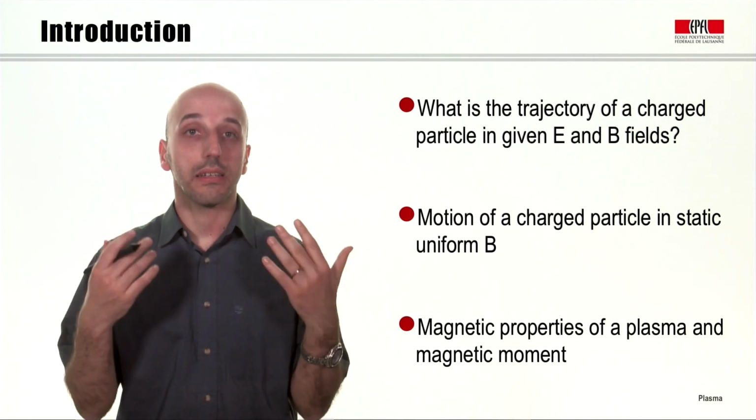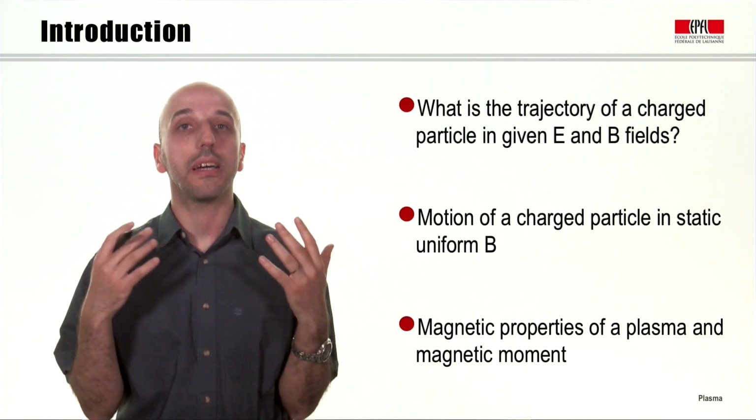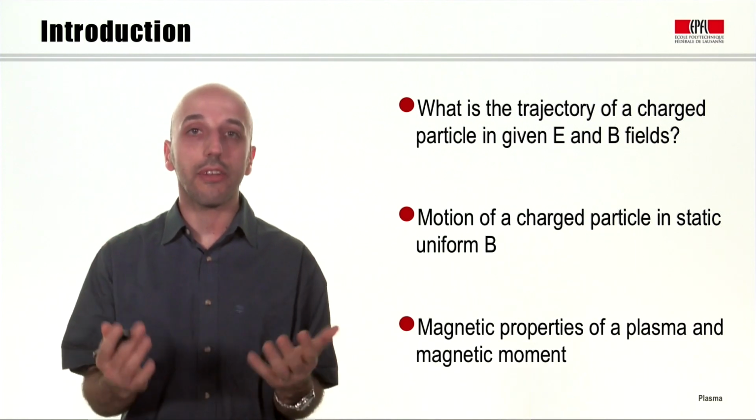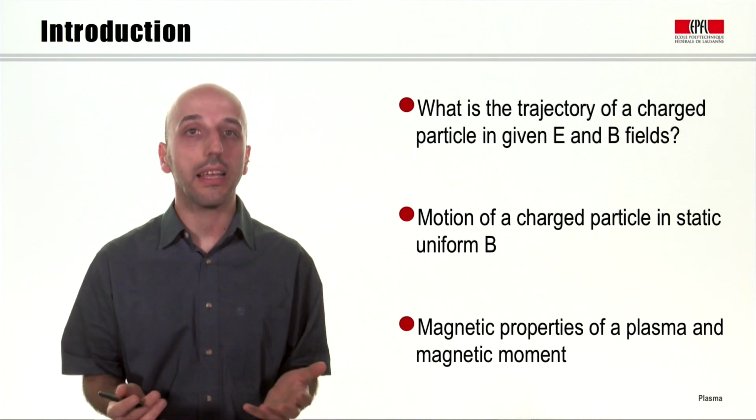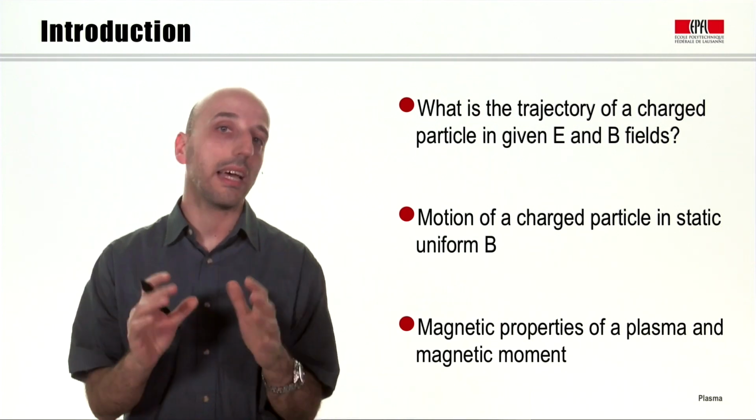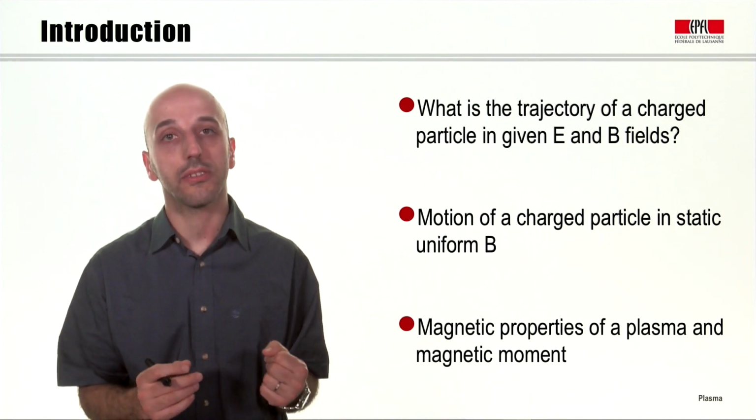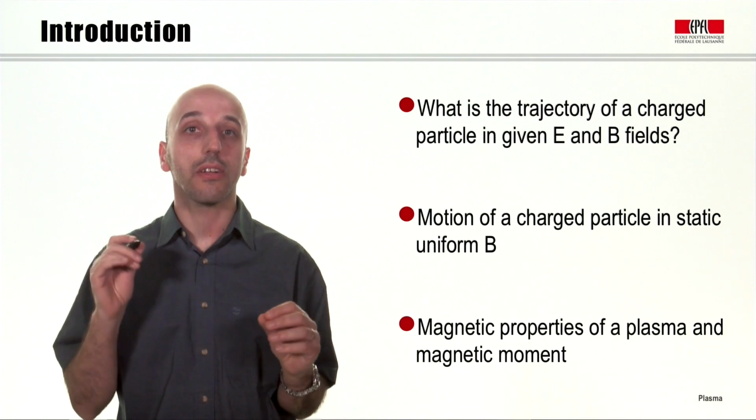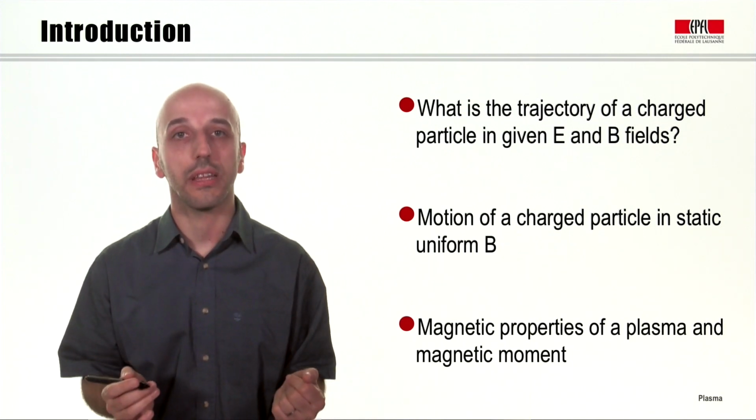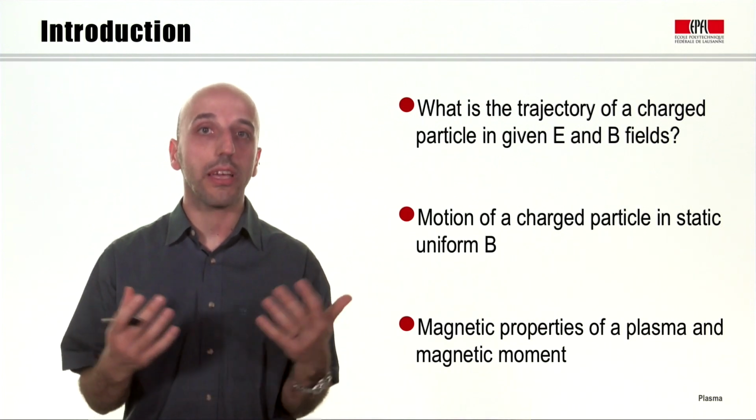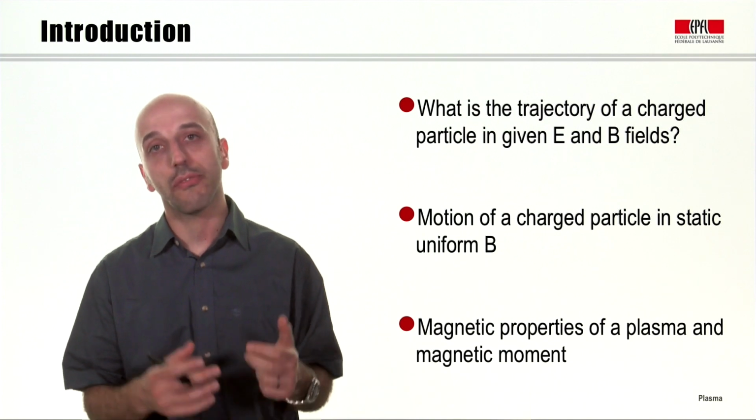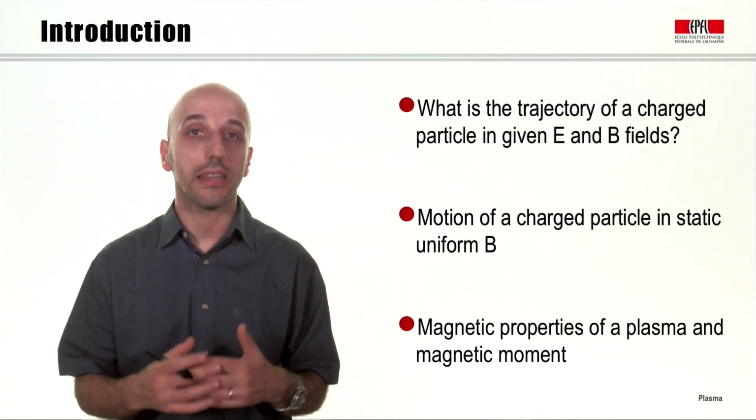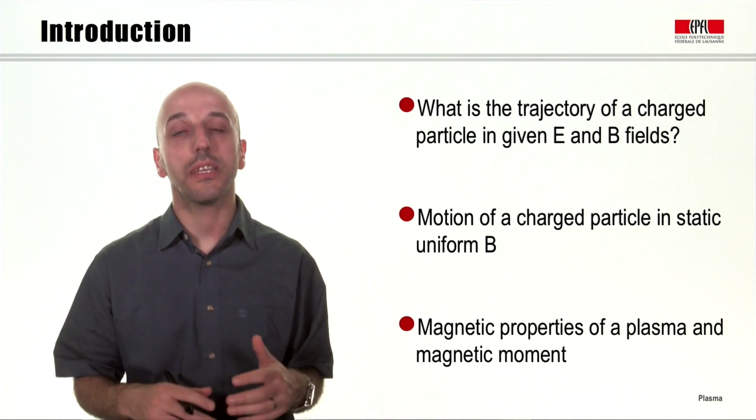Here, in these first modules, we will start from the simplest study. That is, we will assume that electric and magnetic fields are given, and then charged particles move under the effect of this given electric and magnetic field. We will study what is the trajectory of these particles. And in the present module, we will start from the simplest scenario, that of a constant in time and uniform magnetic field. By studying the dynamics, the trajectory of charged particles in this constant and uniform magnetic field, we will also learn about the magnetic properties of plasmas. And we will have the opportunity to introduce the concept of magnetic moment.